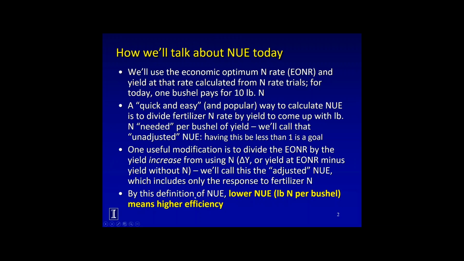Keep this in mind as well. By this definition of NUE, lower is better. In other words, fewer pounds of N per bushel means higher efficiency.